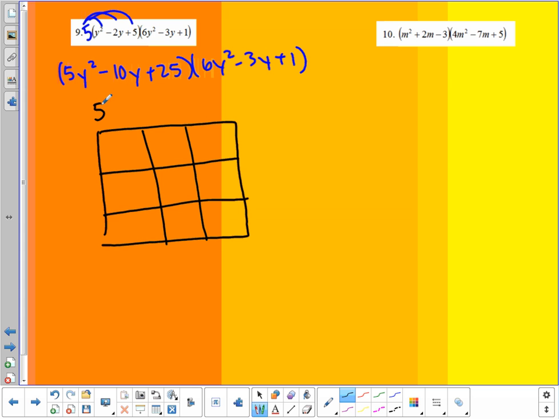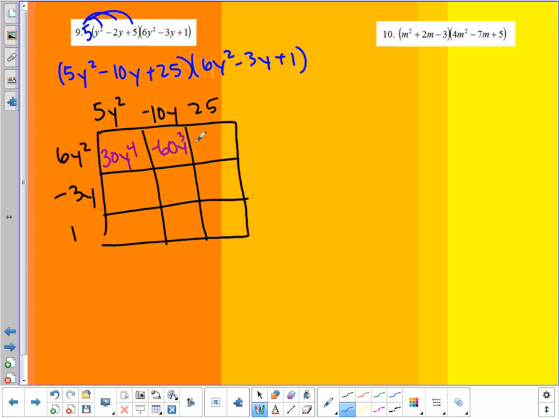So this one's going to be 5y squared, negative 10y, positive 25. This one's going to be 6y squared, negative 3y, positive 1. And then I just go to work. I need to find the products in the middle. 30y to the fourth. This one is negative 60y to the third. This one is 6 times 25.